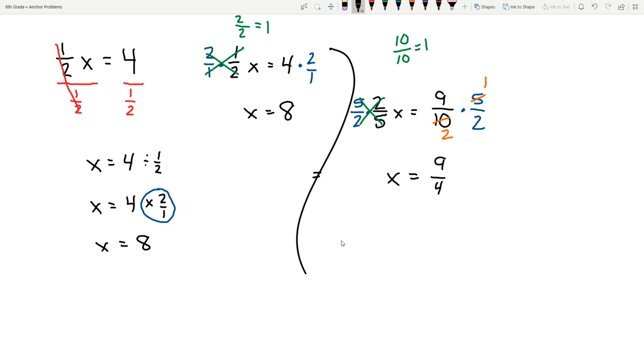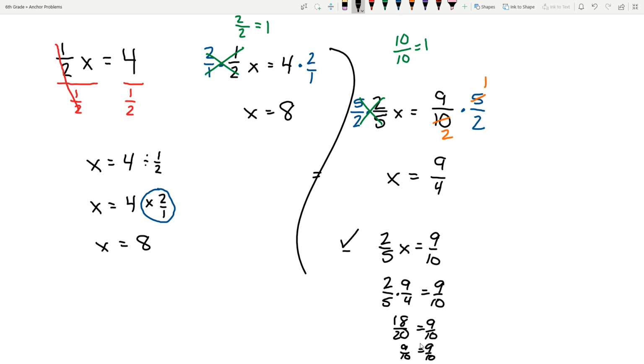And remember, any equation question you could check. You're like, I don't know if I'm right. This looks kind of goofy. 2/5 x equals 9/10. Substitute in our answer. So 2/5 times 9/4 should equal 9/10. And if you didn't cross simplify, you'd get 18 over 20 equals 9/10. You're like, aha, I'm wrong. No, you're not. Divide by 2 on top and bottom here. And you get 9/10 equals 9/10.